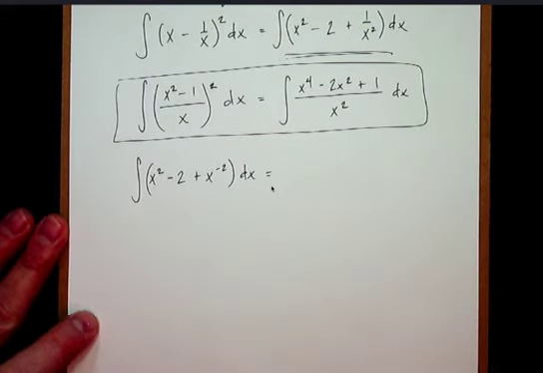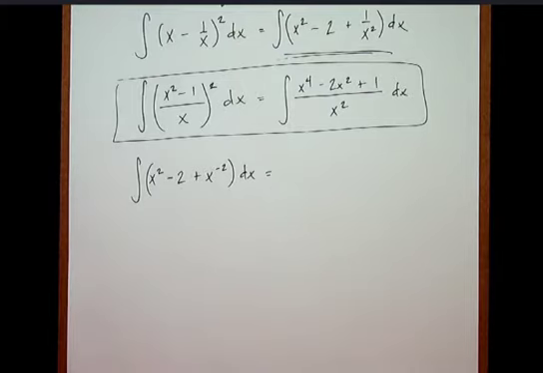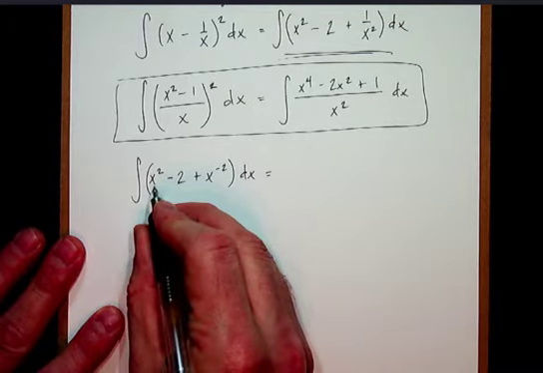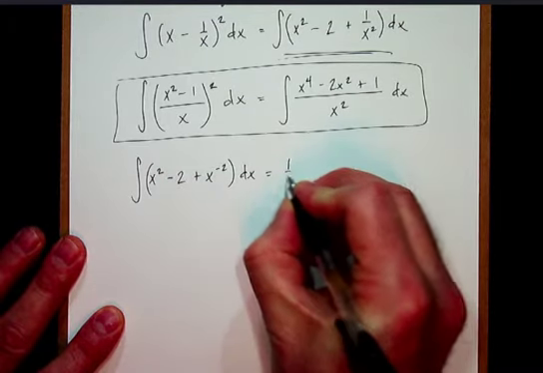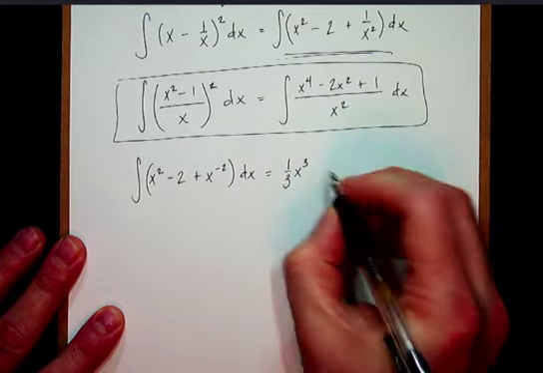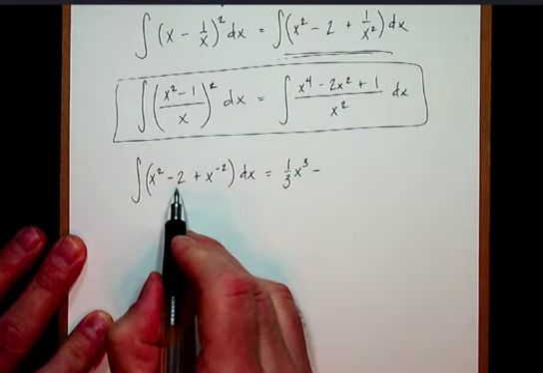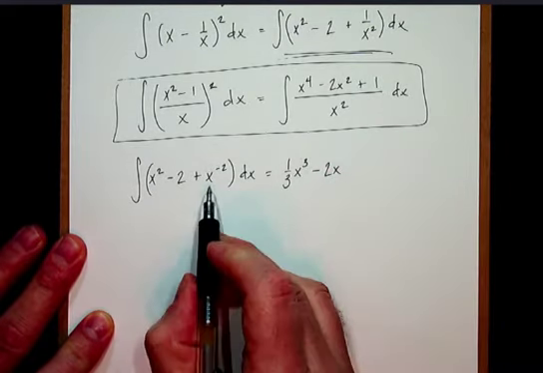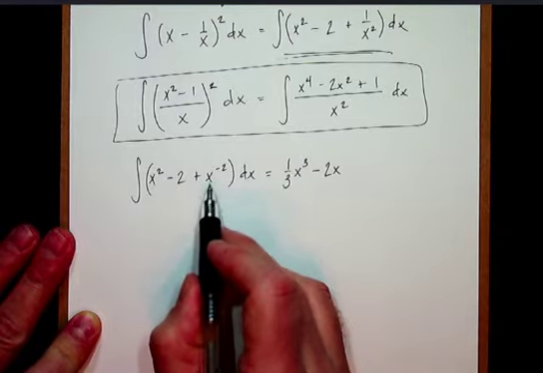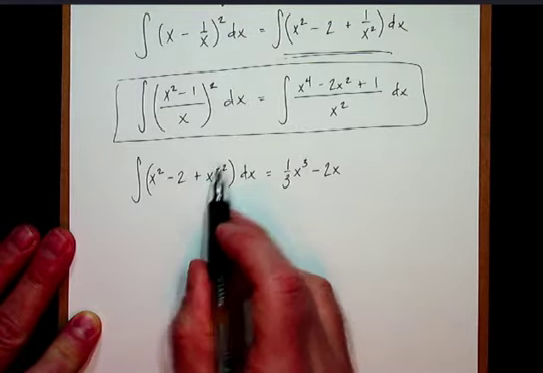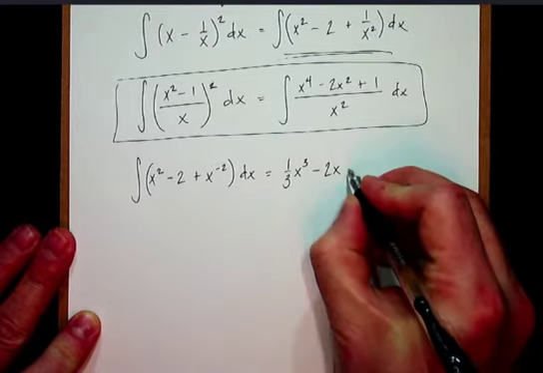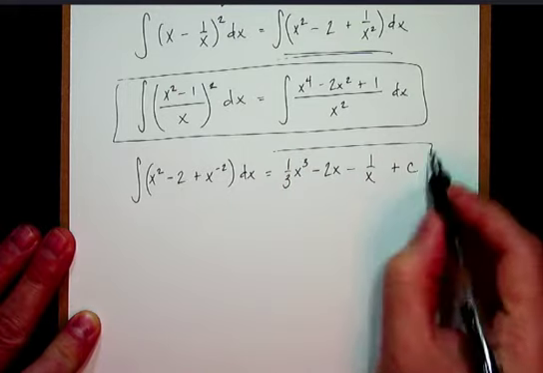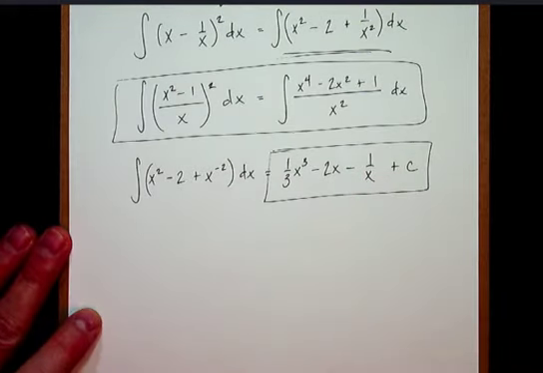Now, when I do that term by term, I'm going to need to use the power rule, okay? And therefore, what is the antiderivative, or what's the integral of x squared? 1/3 x cubed. The antiderivative of a constant is just that constant times the variable. And then if I want to add 1 to this, it's x to the negative 1 over negative 1, so minus 1 over x. And then we just have to tack on the plus c just for good measure. Okay?